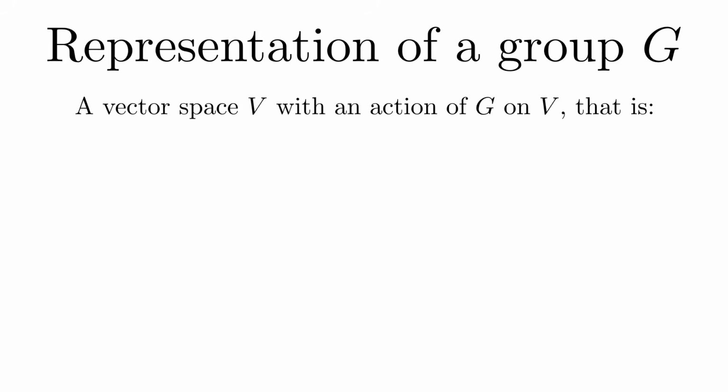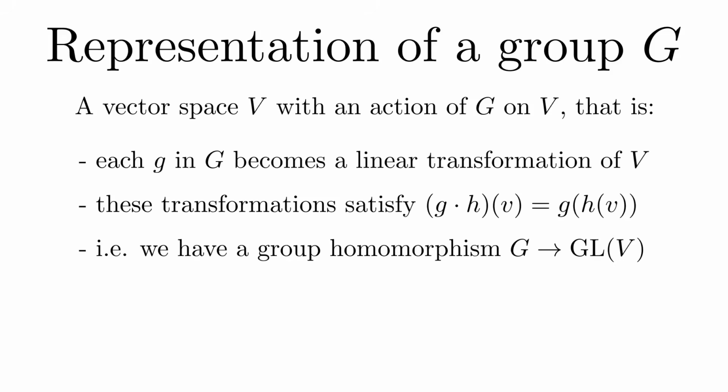Representation is the word mathematicians use for an action of some structure on an object. In particular, a linear representation of a group is a vector space along with a group action, meaning each group element becomes a linear transformation of the space in such a way that multiplying two group elements is the same as composing the transformations they correspond to.